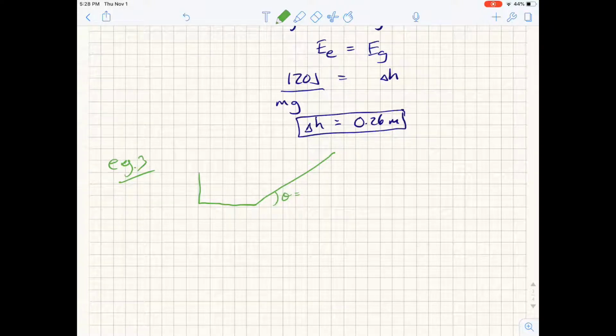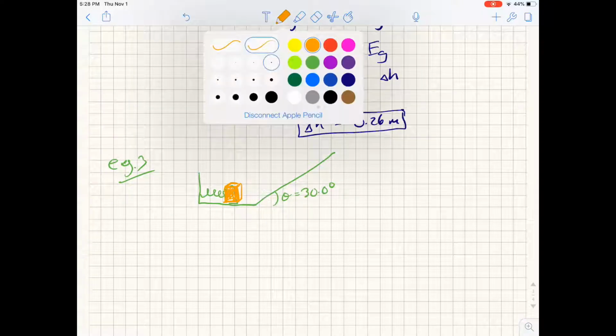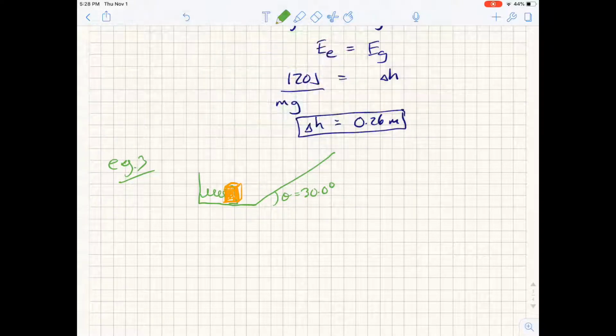So you've got a ramp at 30.0 degrees. You've got a spring, and at the end of the spring is a block. Let's make it 3D to jazz it up just a little bit. Look at that block, 3-dimensional. The situation here is that the block is held against a spring, the block compresses the spring, and then the block is released. And the surface along which the block is traveling is frictionless.